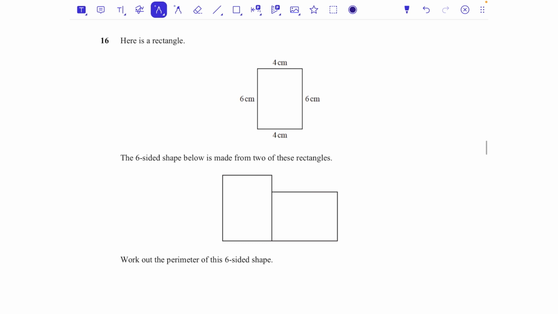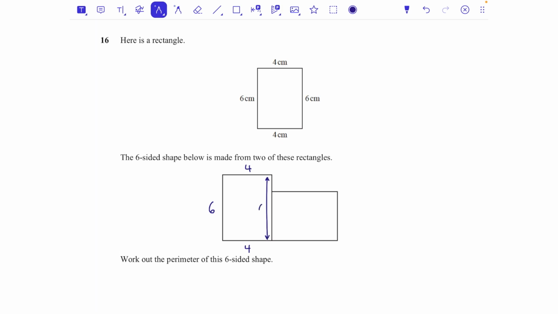Here is a rectangle. The 6-sided shape below is made from 2 of these rectangles. Work out the perimeter of this 6-sided shape. So this is the same shape, this is the same way up, and this one's just been turned on its side. But we've got the same rectangle there in 2 different orientations. This is 6, this is 4, this is 4, this would be 6.